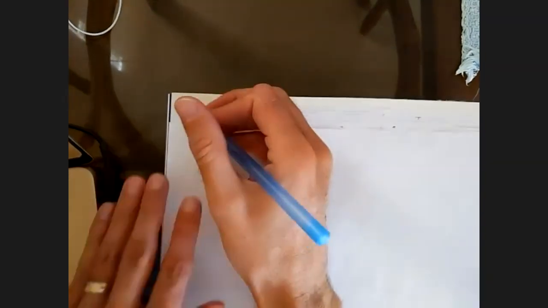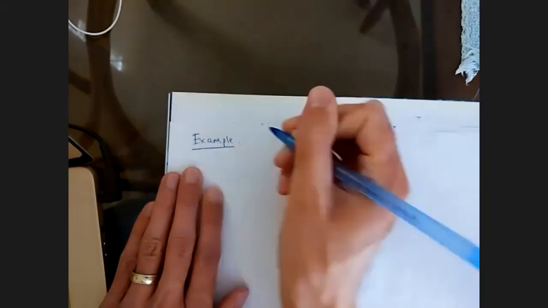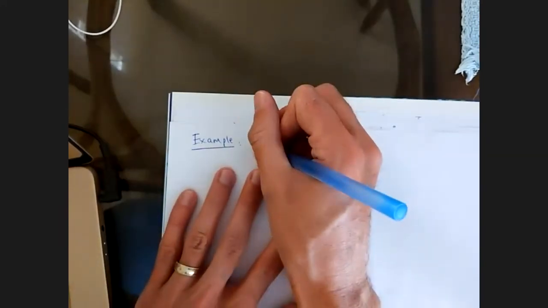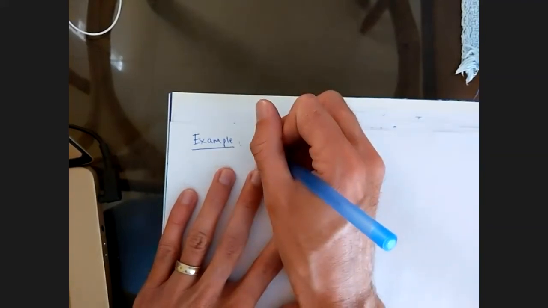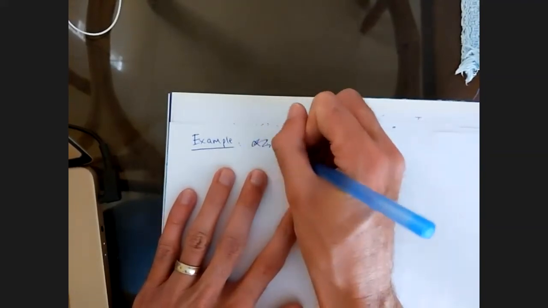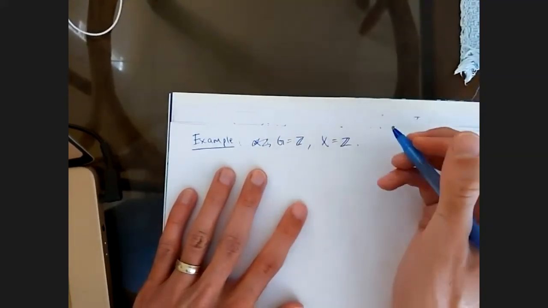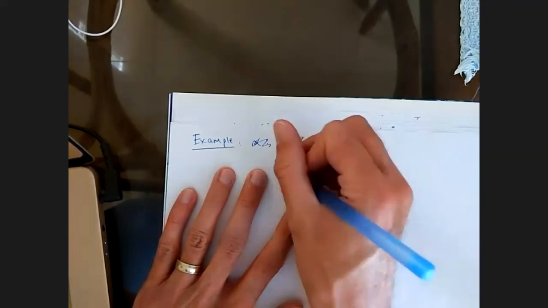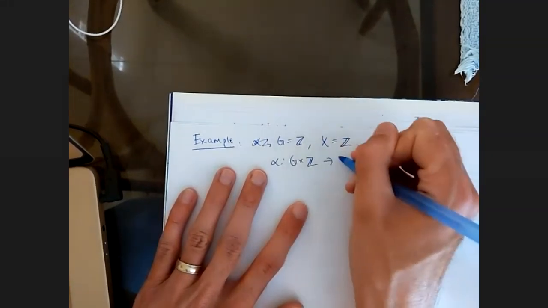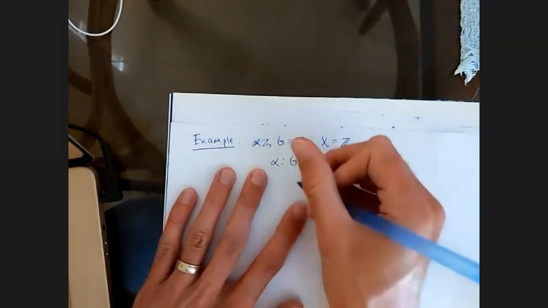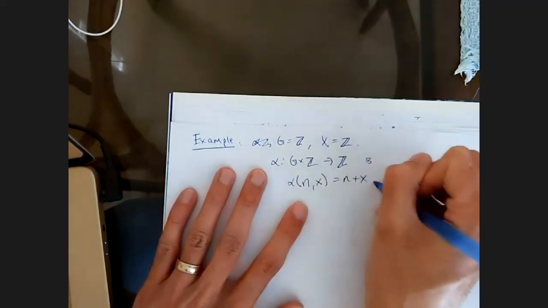Let me first do two examples. Let me put in the alpha just so we see. So here's an example. G is Z and X is Z. Then alpha from G times X to X is alpha N X is just N plus X.